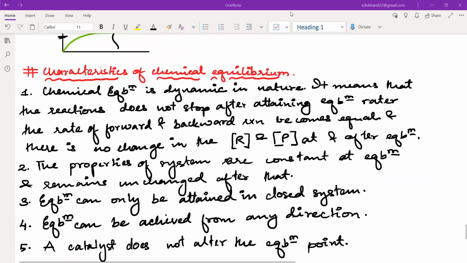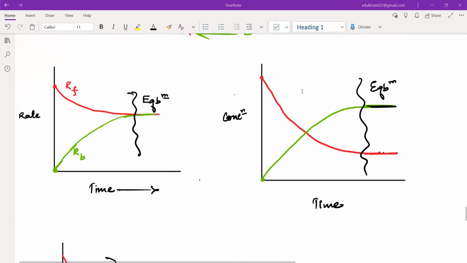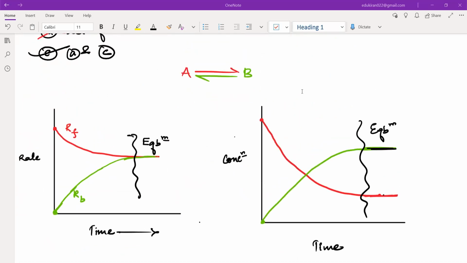Now you will answer me. Is the reaction happening while there is equilibrium, or has the reaction stopped? Both the reactions, forward and backward, are they happening or have they stopped when we have achieved equilibrium? They both are happening, because we are saying the rate of forward is equal to the rate of backward. If a rate of forward reaction is there, that means some forward reaction is happening. If a rate of backward reaction is there, that means some backward reaction is also happening. So both reactions are happening, but the rates at which they are happening have become equal. The reactions are happening.